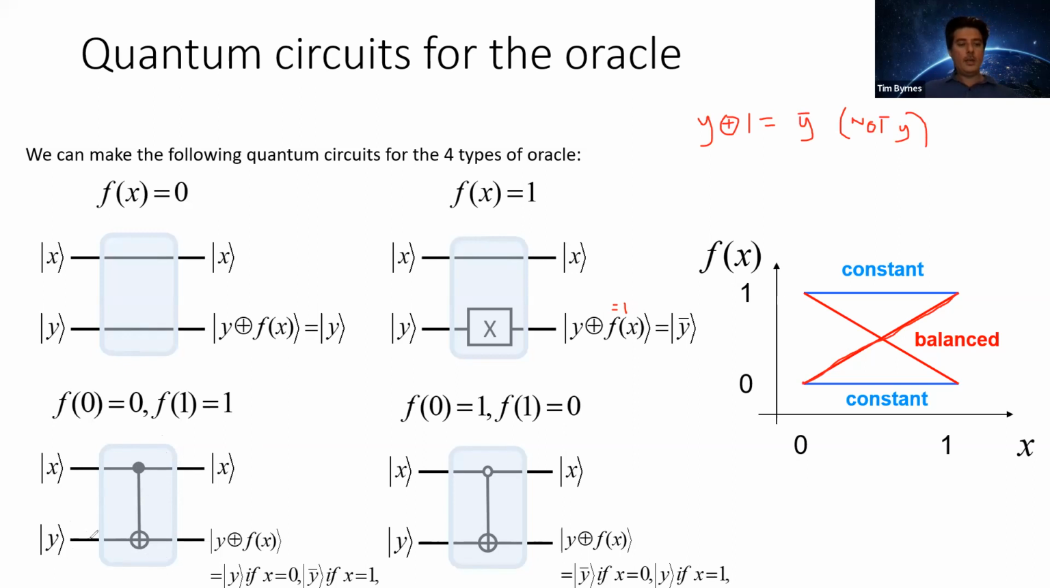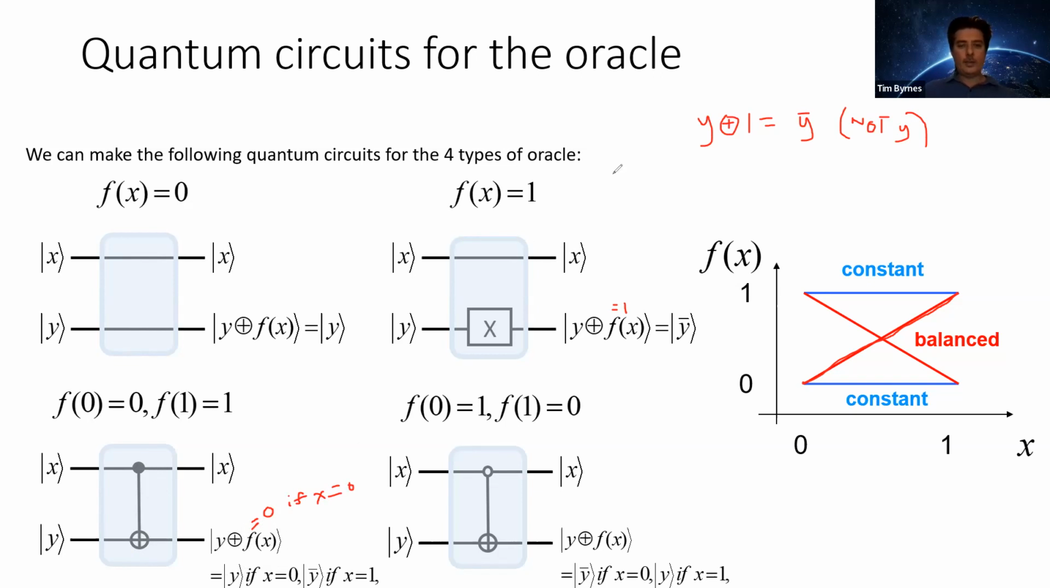Meanwhile, in a C naught gate, if f of x is actually equal to 1, then it will flip it, right? And that's exactly what happens with this, because f of x is equal to 0 if x equals 0, and so if f(x) equals 0, then y plus 0 is y. So if x equals 0, then you just get y.